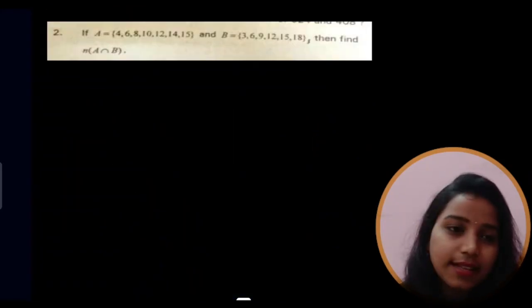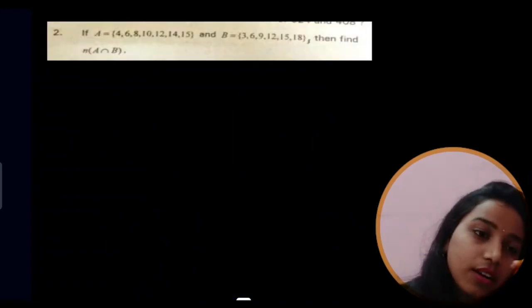Now the next question. Here we have two sets A and B, and it asks us to find the number of terms in A intersection B. So first just write the intersection. What elements will we get in the intersection? 4, we don't have it in the second set. So 6, we can write it here. 8, we don't have it in both. 10 also no. 12, yes, 12 is there. 12 and 15.